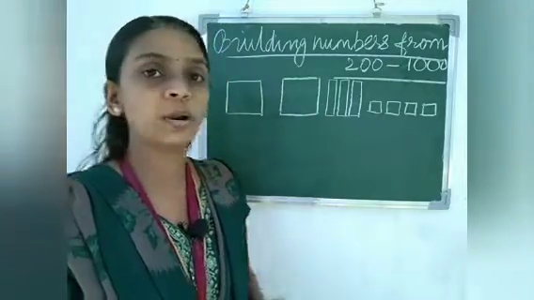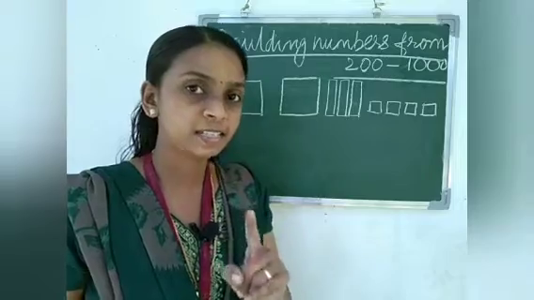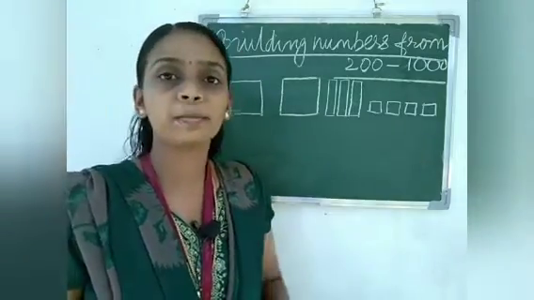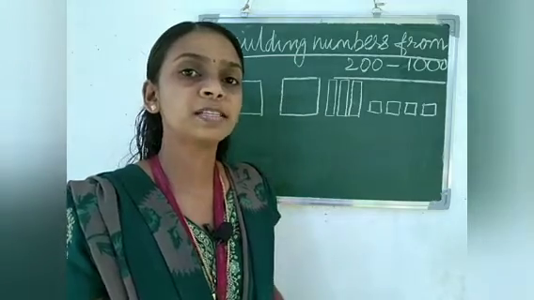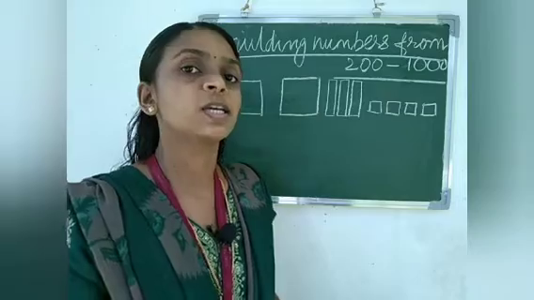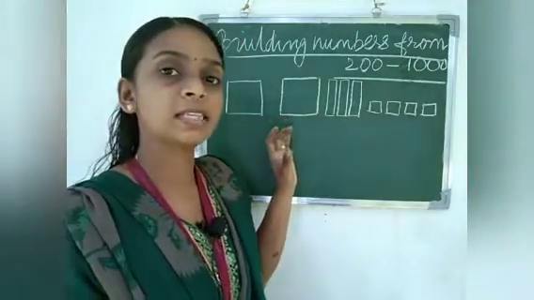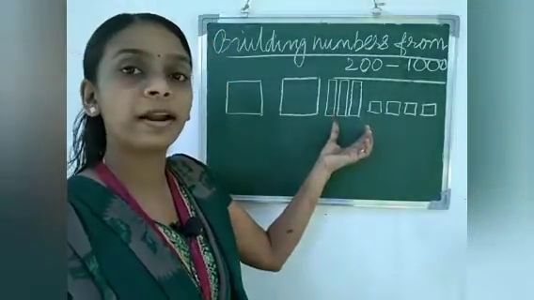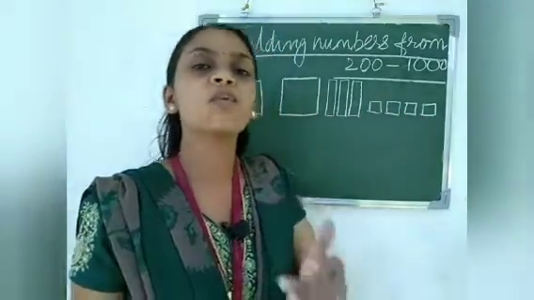And the small rectangle road denotes which place? It is the tens place. And the small square denotes which place? The ones place. So we will represent the big square as the hundreds place, the small rectangle road as the tens place, and the small square as the ones place.